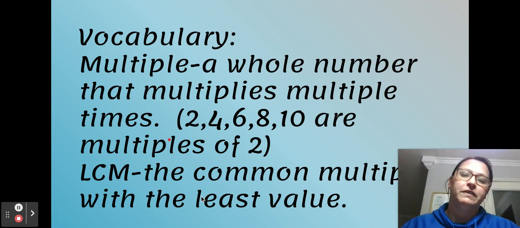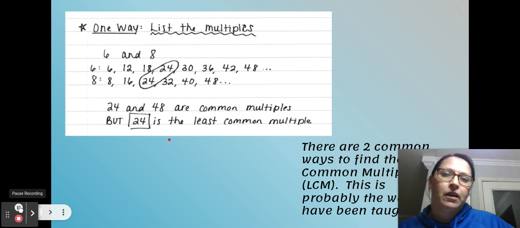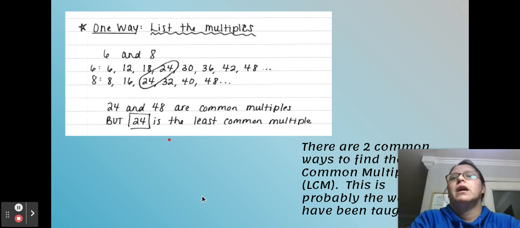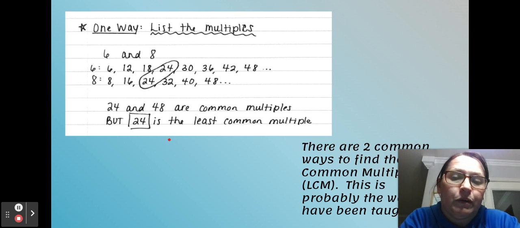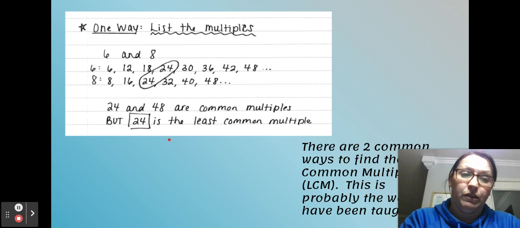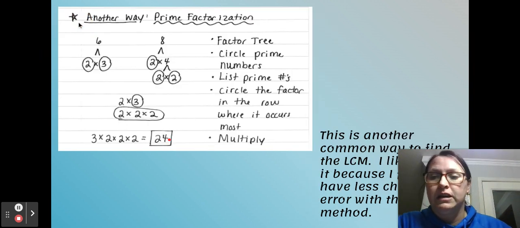The least common multiple is the lowest multiple, the common multiple with the lowest value between two numbers. So we're going to go over two easy ways to do least common multiple. We're going to first start with the first way, which is a way you've probably done it your whole life, is you just list the multiples. So with 6 and 8, you just list the multiples.